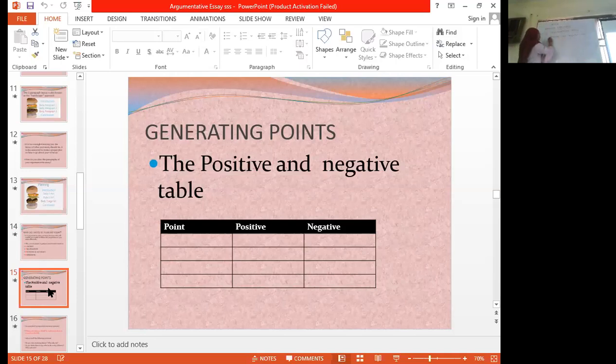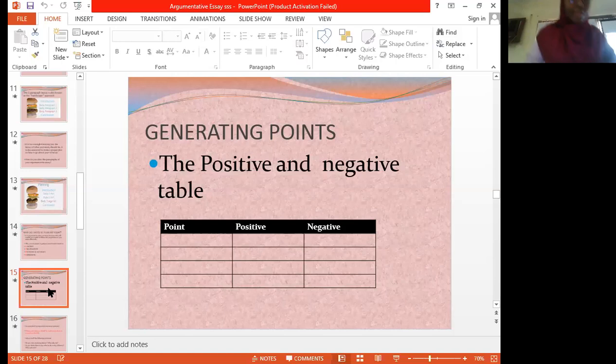So, assuming you have this table, you have your points. The first column is the point. The other one is the positive, and then the negative. If you are arguing for a particular topic, your points will be drawn from the positive table. Then, when you get to the part whereby you have to look at your opponent's view, then you draw your points from the negative table.